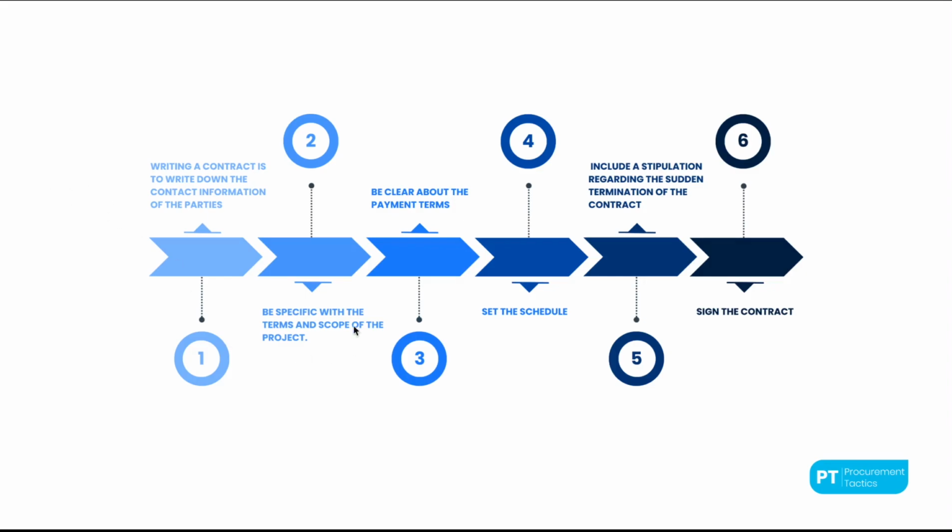The second step is to be specific with the terms and scope of the project. By clearly defining the terms, you avoid any confusion or misunderstanding down the road. It's like giving everyone a clear set of instructions, so they know what they need to do and when they need to do it. Let's picture a situation where you're gearing up for an exciting building renovation project and in need of sourcing the required materials.